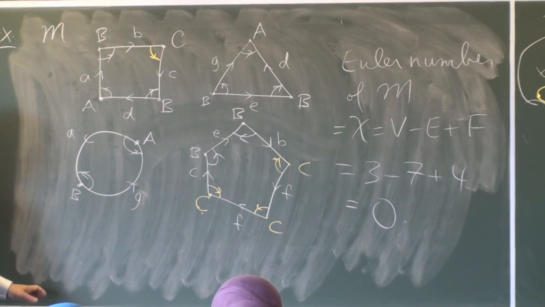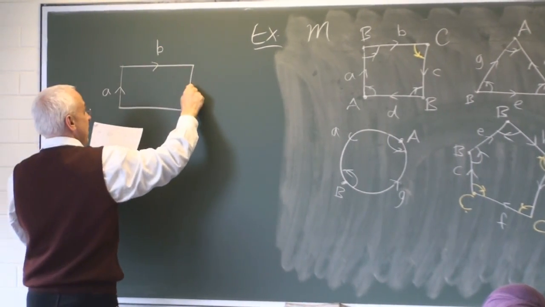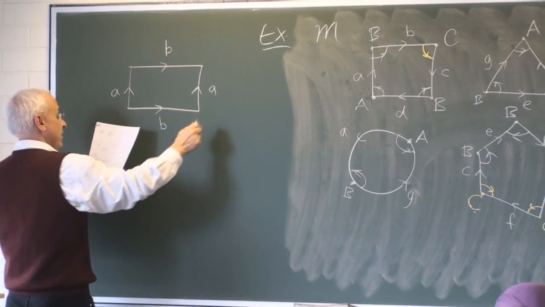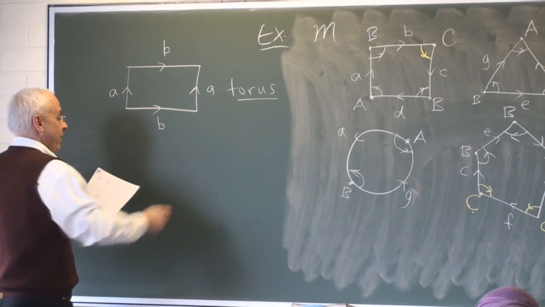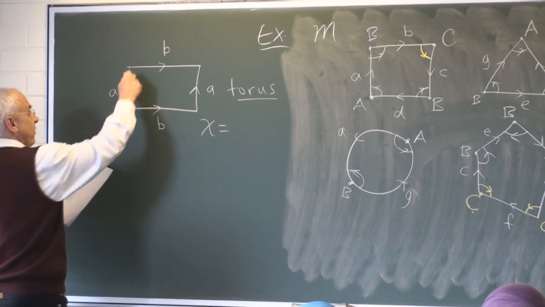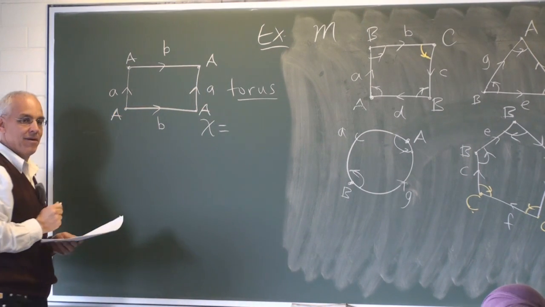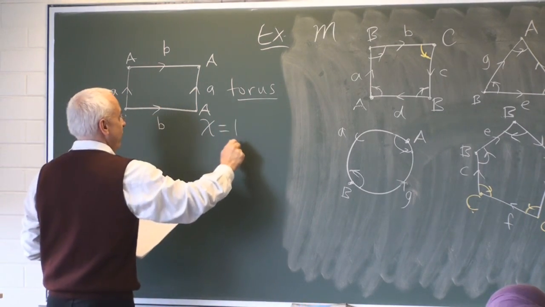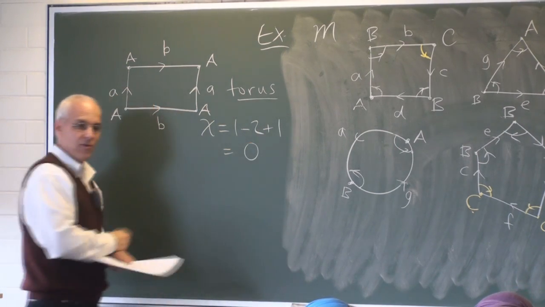What are the possibilities for a surface of Euler number 0? Well, I remind you that if we have a torus, which we might write A, B, like this, that's a torus. We can actually calculate its Euler number directly from here also. These vertices are all the same. They're all glued together. There's one vertex, there are 2 edges, and there's 1 face, so its Euler number is also 0.